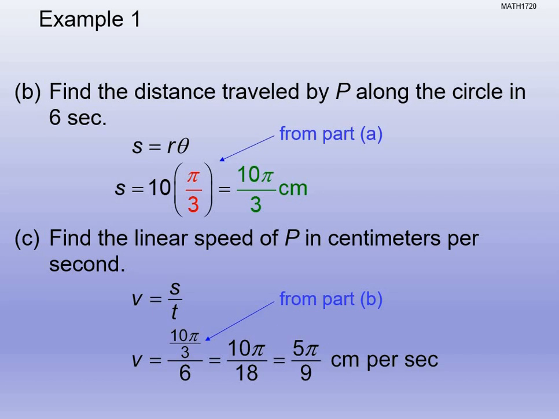So we kind of broke this down. In part A, we found theta using the angular speed. If omega equals theta over t, we were given omega and t and we solved for theta. Here we had to find the distance, so that's the arc length. We used the theta we found, and we were given 10 for the radius. Then once we knew the distance traveled s, we were able to calculate the linear speed, which is the velocity, which is s divided by time.